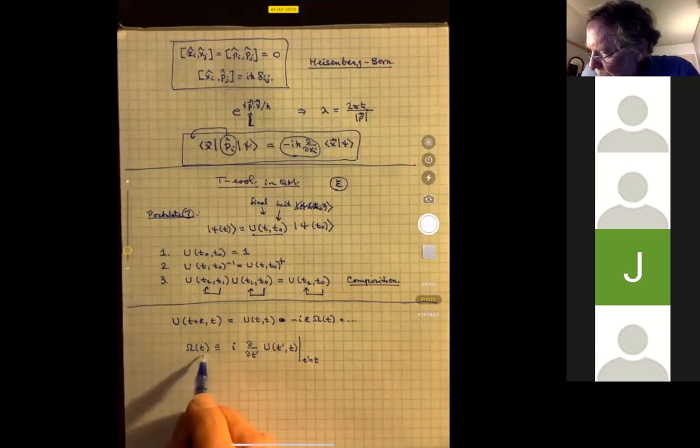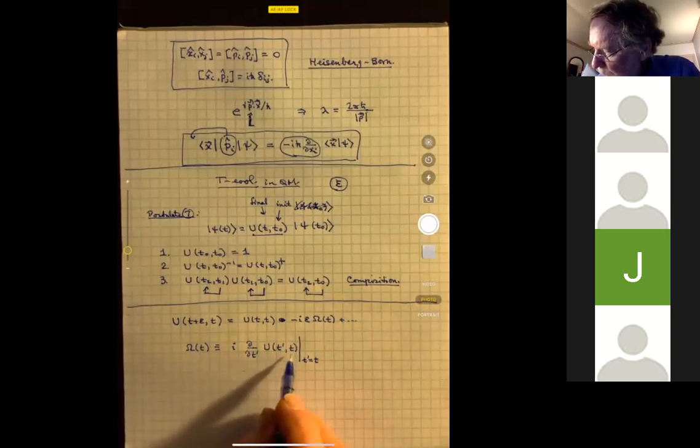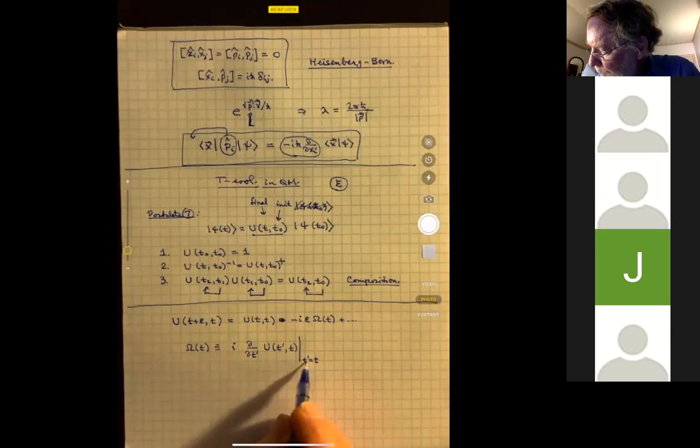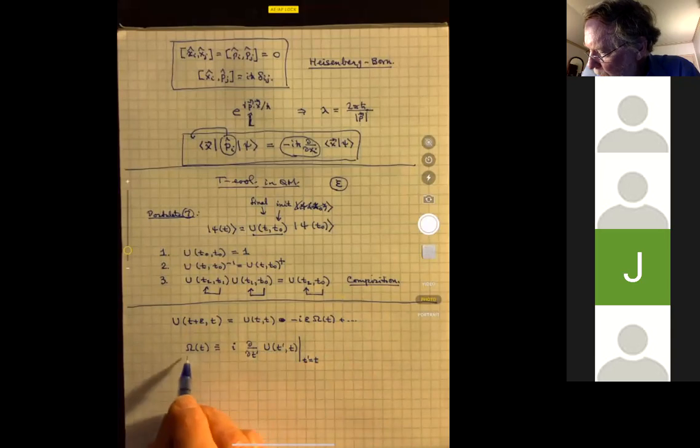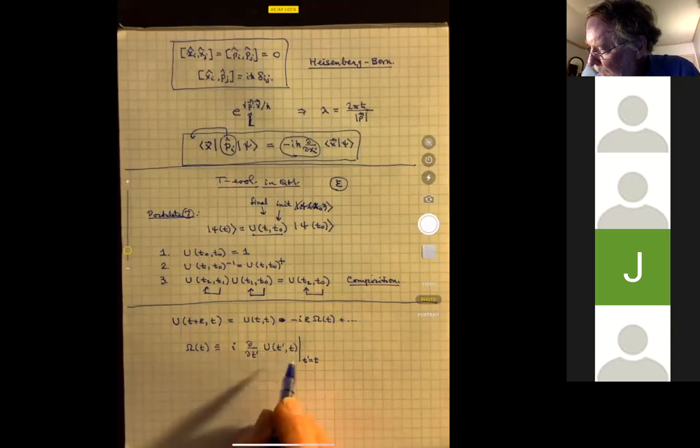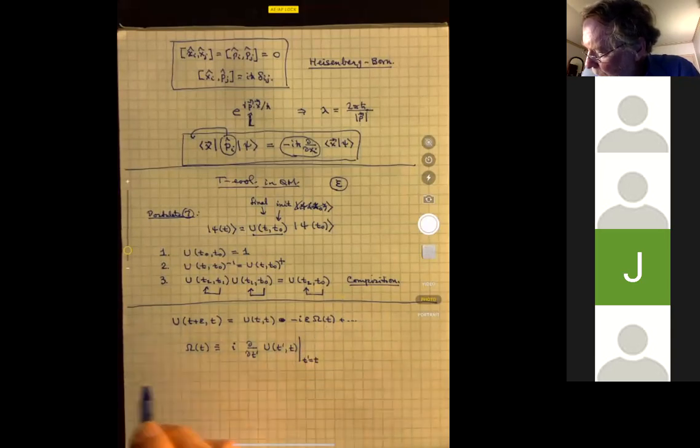Omega is a function of time because the right-hand side depends on t. The t prime dependence disappeared because we evaluated at t prime equals t. But the dependence on the initial time t remains, and so omega in general does depend on the initial time t, and that's why I'm putting that in there. Omega is an operator, and so to emphasize that, I'll put a hat on it, even though maybe I don't need it. But anyway, it's an operator.